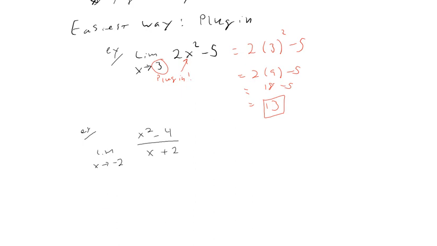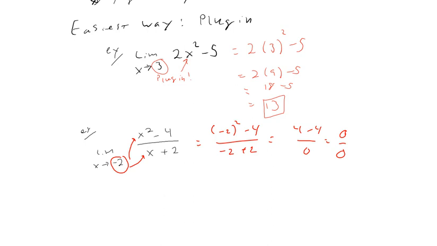Okay. Maybe this one. So let's take this -2, let's plug it in. We're going to get -2 squared minus 4 over -2 plus 2. And that's going to equal 4 minus 4 over 0, which is 0 over 0. And we have a problem. Yeah. Parisa noticed this problem.